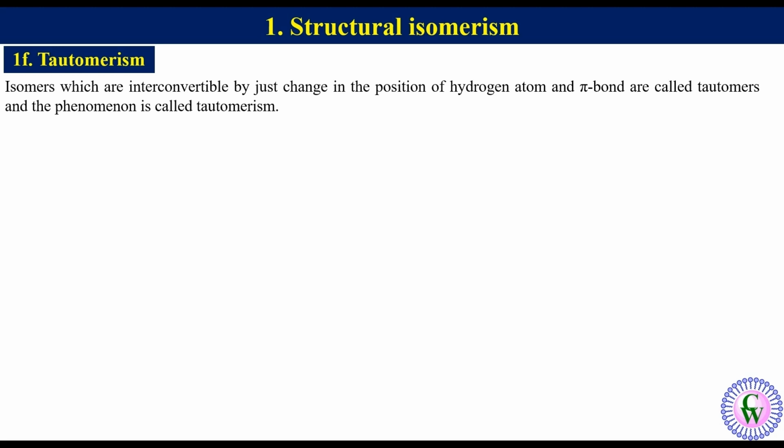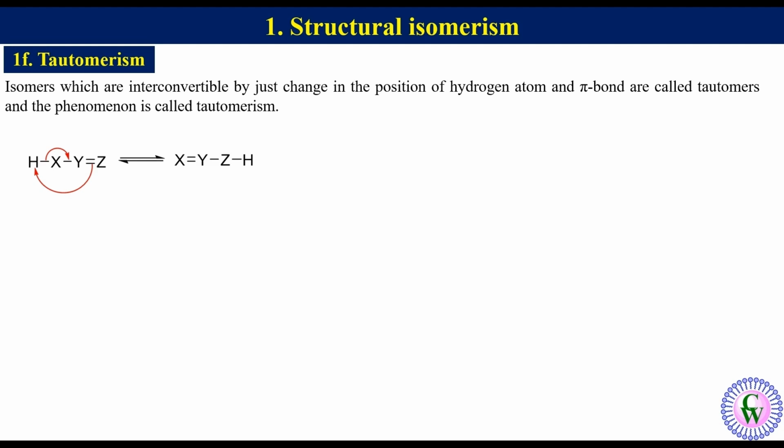Let's have a hypothetical molecule H-X-Y=Z. Shifting a proton from X to Z accompanied by delocalization of pi bond like this produces another species X=Y-Z-H.